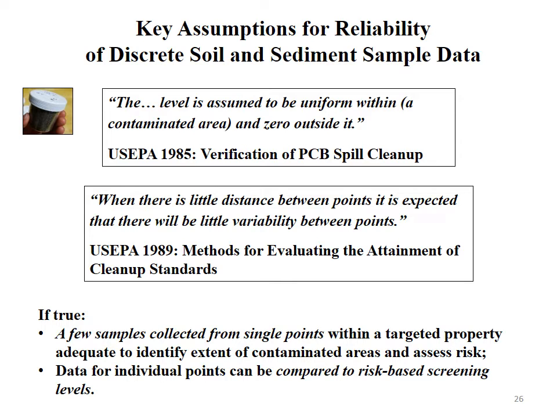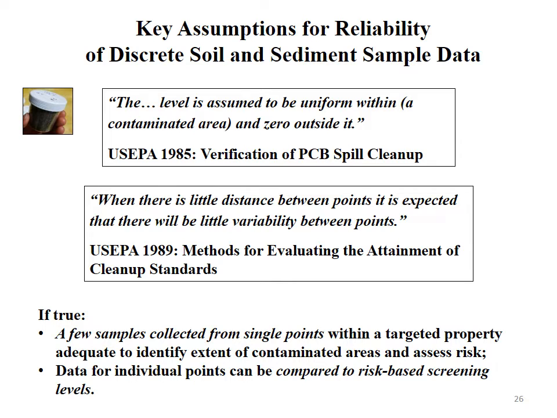A 1989 document published by EPA says, when there is little distance between points, it is expected that there will be little variability between points, probably for the same reason. So if this was true, then a few samples collected from a few single points within a targeted property should be adequate to identify the extent of contamination and assess risk. So the data for individual points could even be compared to risk-based screening levels, since in theory they represent a larger area, might even be an exposure area. Now, one interesting point is they never tested this in the field. And if you read the original documents, including the ones I'm pointing out here, you can tell the authors wanted to go out and test in the field.